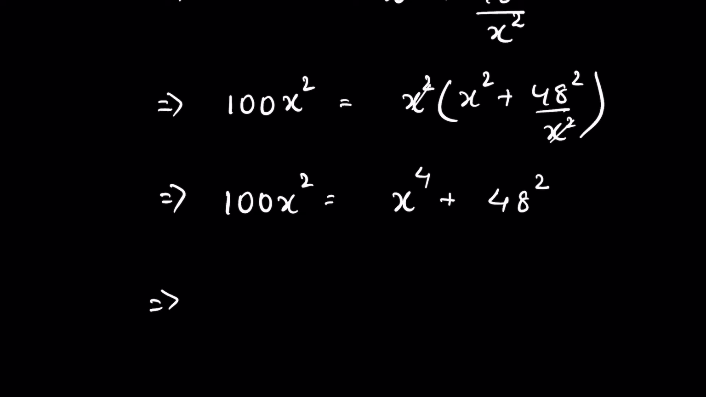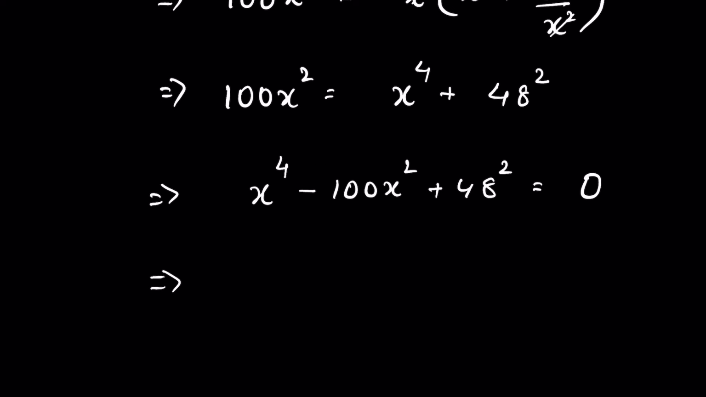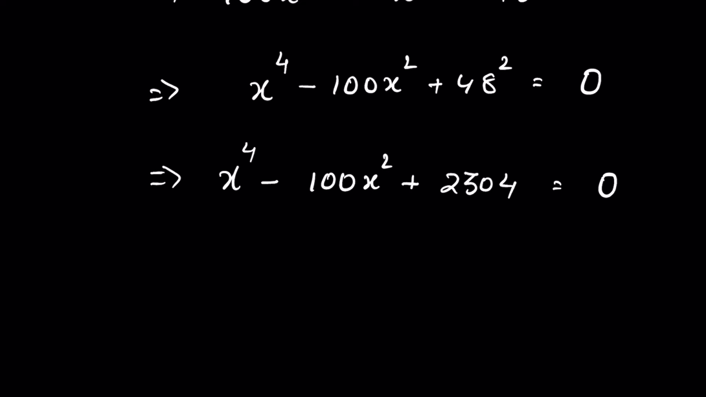Or we send 100 X square to the right hand side, or make this a quadratic equation: X to the power 4 minus 100 X square plus 48 square, that is 2304, is equal to 0. Now we can factorize this. We have to find two numbers whose product is equal to 2304 and whose sum or difference should be equal to 100. Now 2304 is the product of 48 times 48.